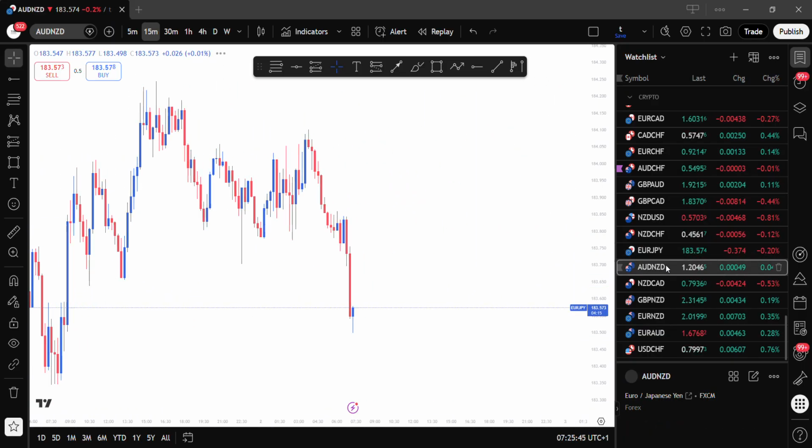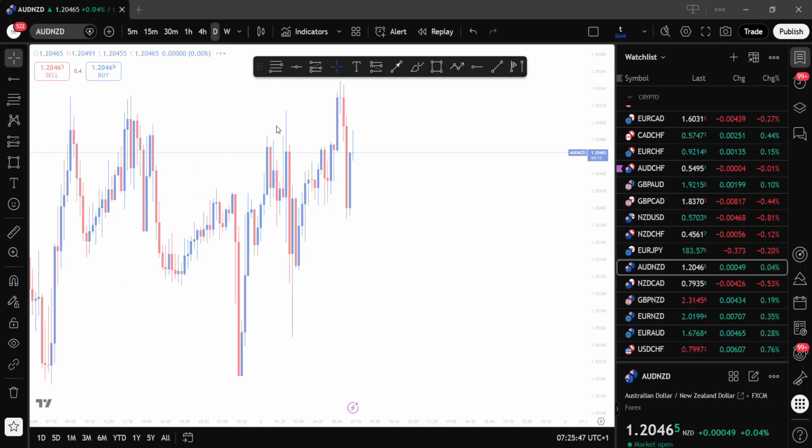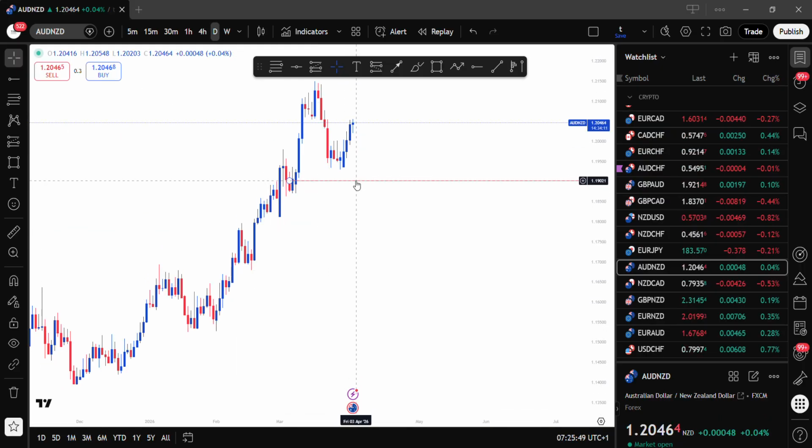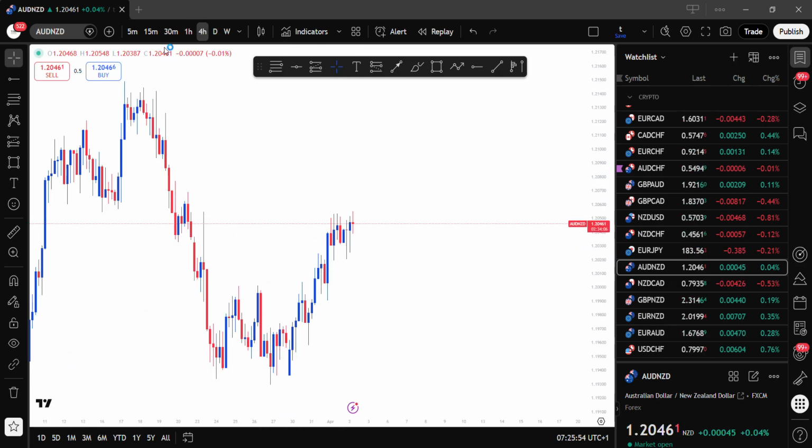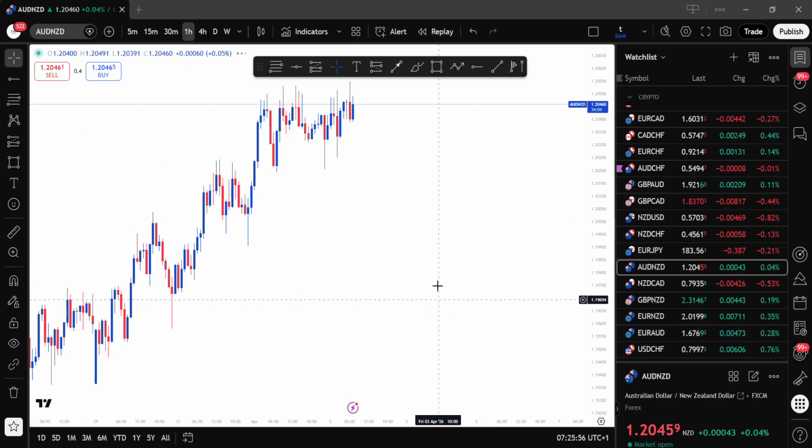There was no entry. On AUD NZD daily time frame, you can see the market is trying to sell to this point and the buy will start happening. Let's see on the 4 hours, more sales are happening but no entry. On 1 hour as well, it seems to be buying on 1 hour, but that's not the clear trend for the market.